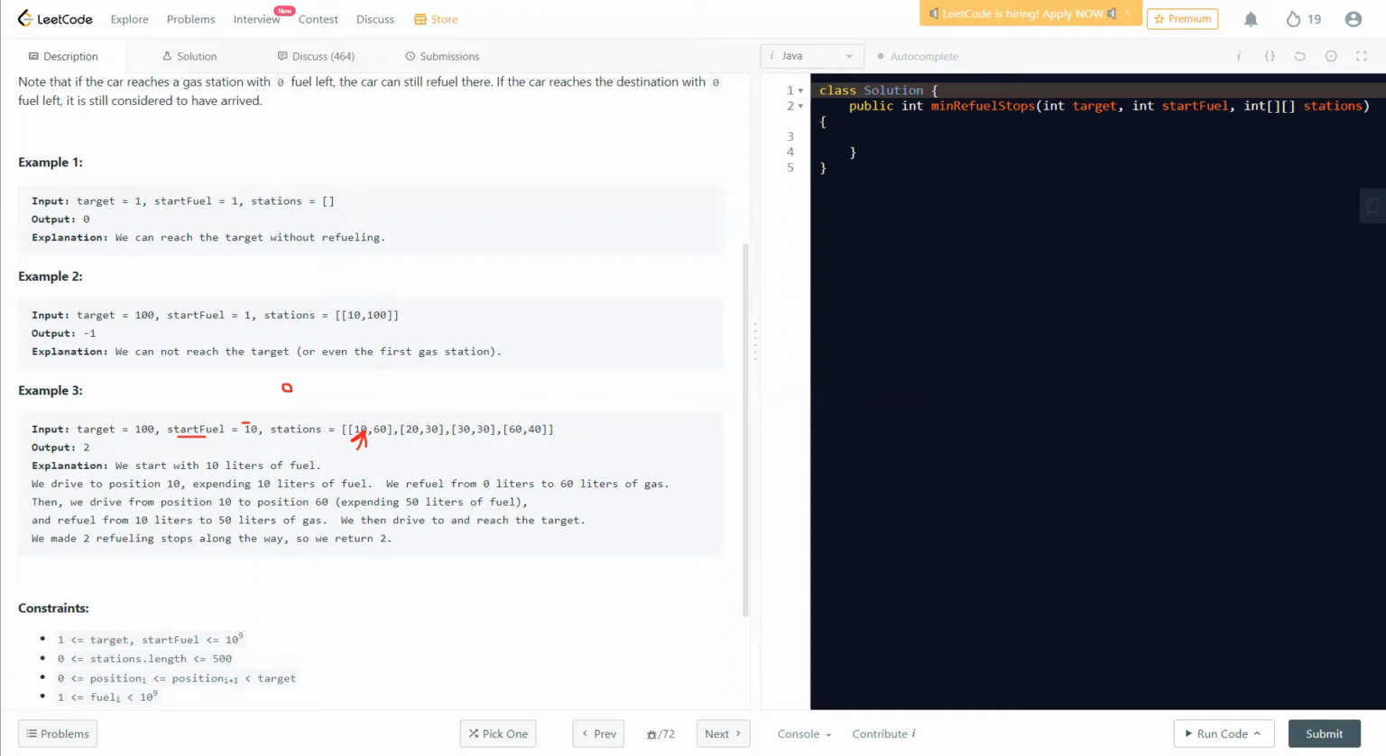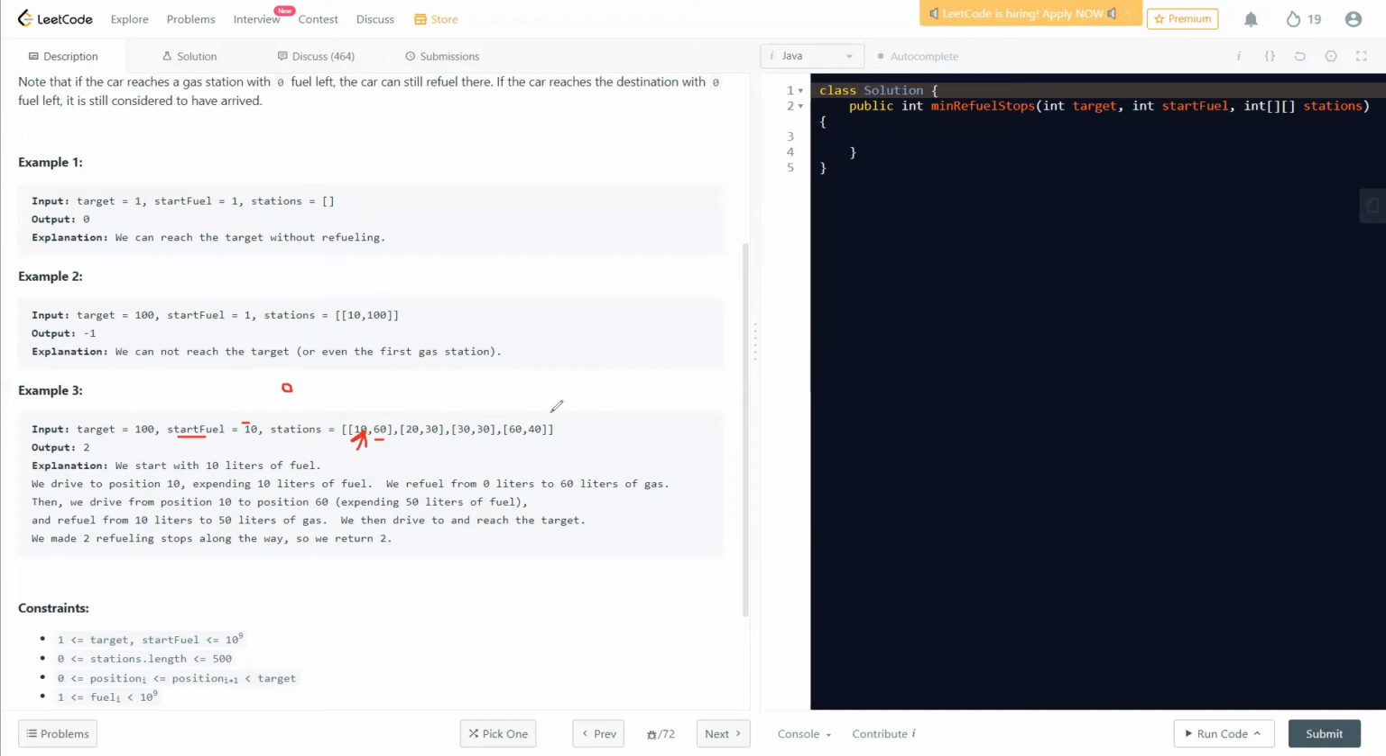Fine. Now if we move ahead, after this 10, we got a fuel of 60 over here. So now after covering 10 miles, we got 60 liters of fuel. So with the 60 liters of fuel, we can make a stop at any of the other stops we have. Fine, we can do that, because with the 60 liters we can cover a total distance of 70, because we already covered 10, and we can make a stop at any of the positions.